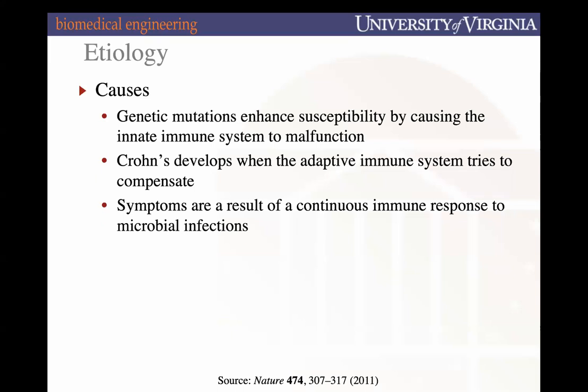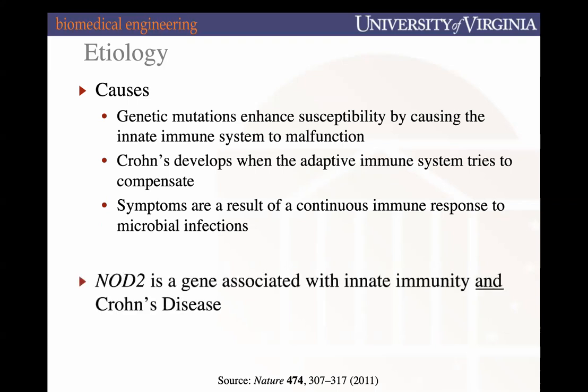And the mutations seem to have a common theme of causing the innate immune system to malfunction and not work properly. That's going to be the arm of the immune system we talk about today. And because of that dysfunction in innate immunology among these patients, Crohn's seems to develop when there's an overcompensation from the adaptive side, the other arm of the immune system, that seems to promote the emergence of Crohn's disease. And there's also the belief that the symptoms that typically emerge among patients with Crohn's disease are also in response to constant immune responses to our microbiota or microbial infections within the GI tract.